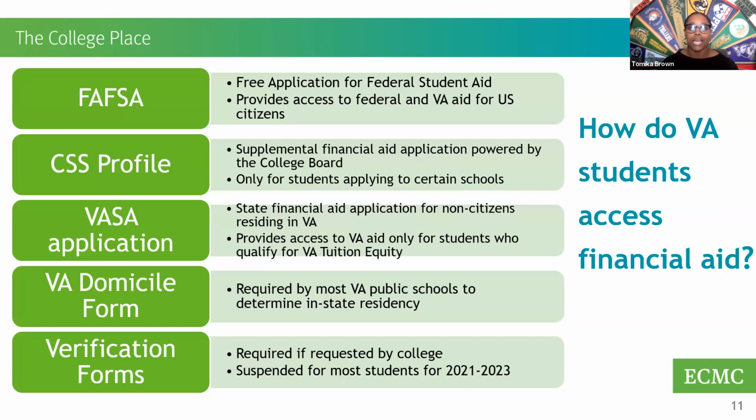So the first, the FAFSA, the Free Application for Federal Student Aid, provides access to federal and state financial aid for U.S. citizens. The CSS Profile is a supplemental financial aid application that the College Board created. This gathers additional financial information about the family for schools who have a lot of money. These schools that require the CSS Profile have deep pockets and want to make sure they're giving money to the right students. So they're collecting additional information to be sure that they are awarding money to those who are in the most need. This is not required for every school.